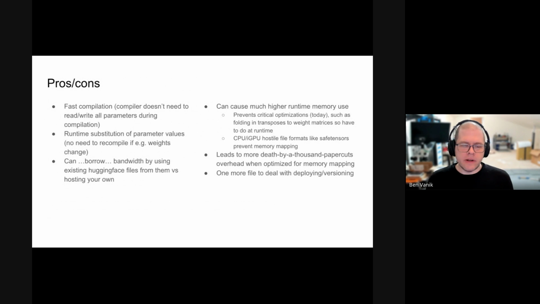Pros and cons, and when you would want to use parameters. The biggest pro, especially for developers on the compiler, is that it speeds up your compilation a lot. If you have a 10 gigabyte MLIR BC file, no matter how fast that is to parse, it's still going to be expensive to parse. And writing out a 10 gigabyte VMFB is also expensive.